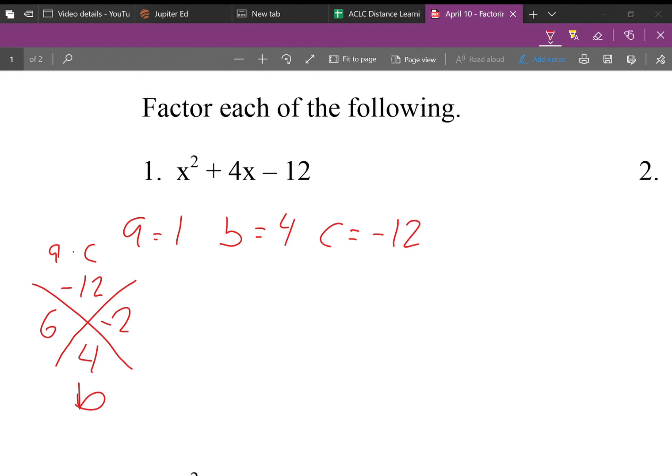And again, let's just check to make sure that's right. Is 6 times negative 2 equal to negative 12? Yes, it is. What about the bottom? Is 6 plus negative 2 equal to positive 4? Yes, it is. So, since those things work out, we're ready to write our answer. x plus 6 times x minus 2. Now again, this is the method you're going to do for problems 1, 2, 3, and 4.